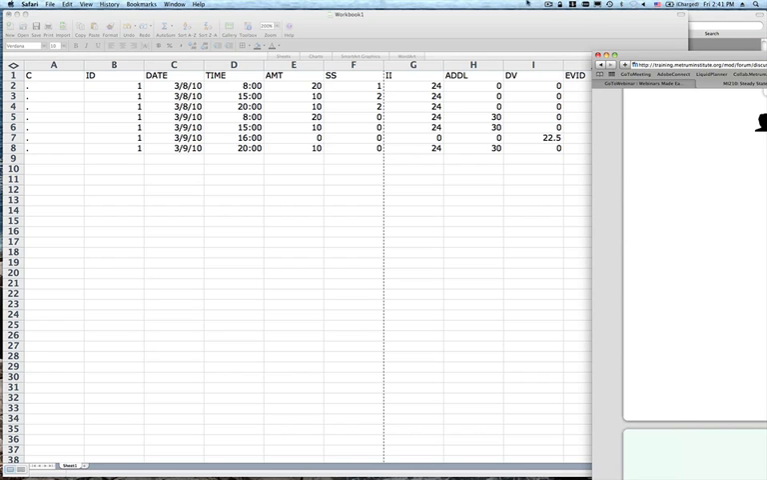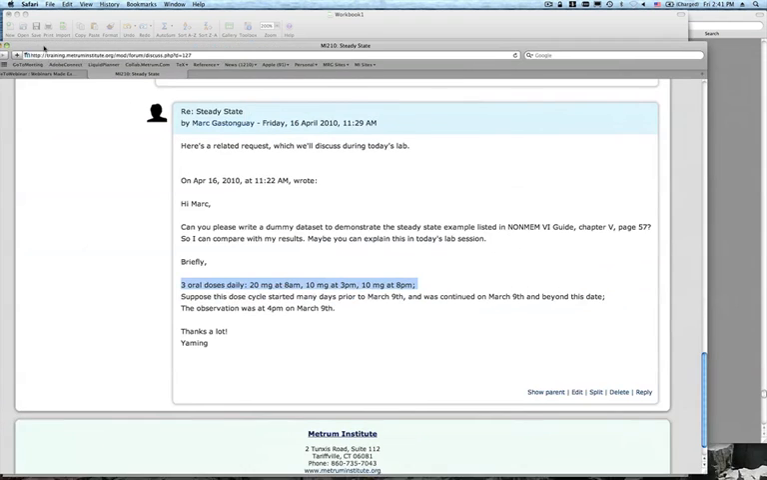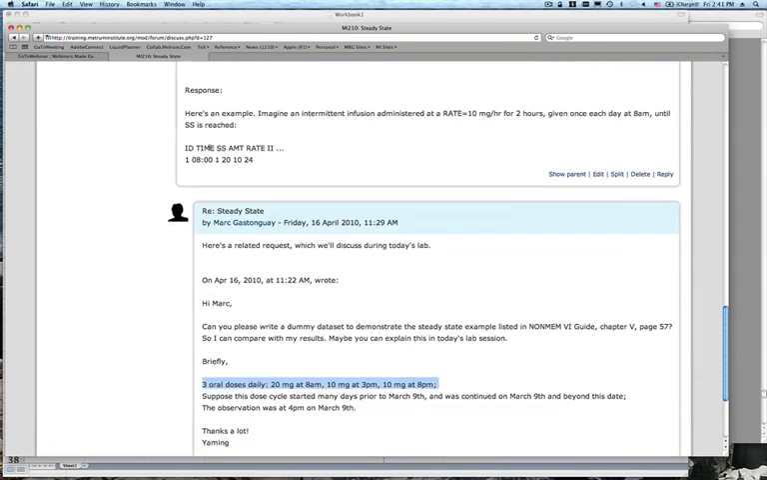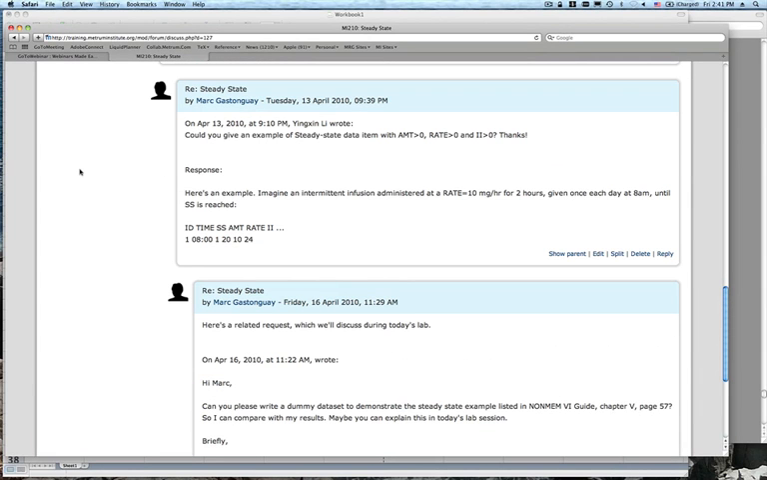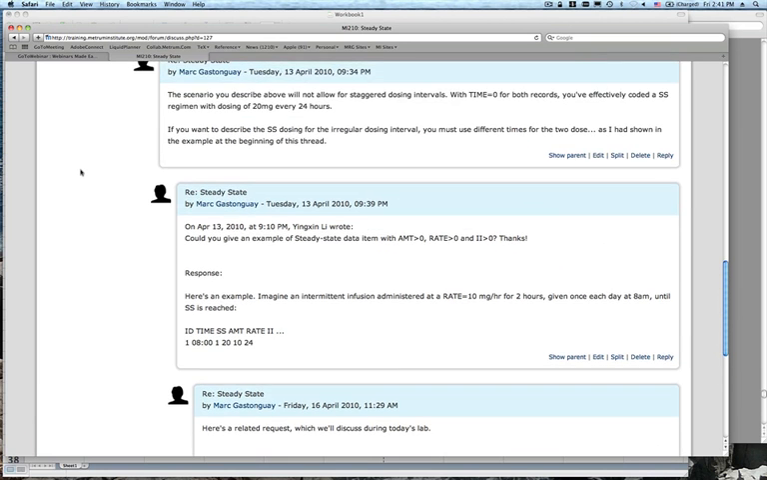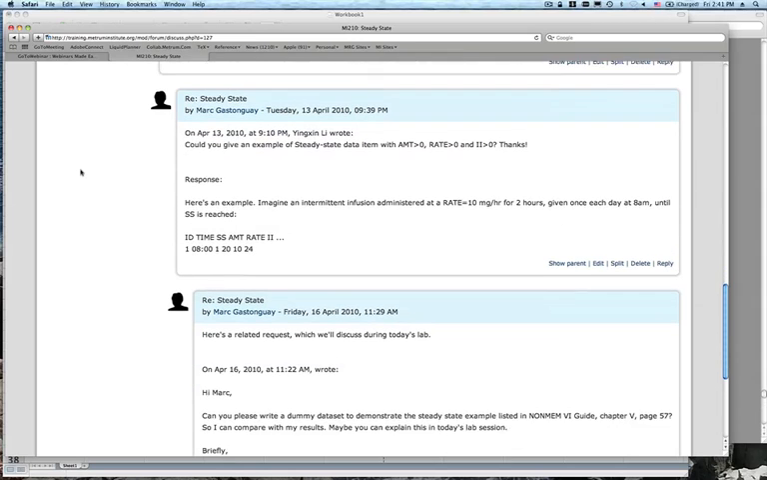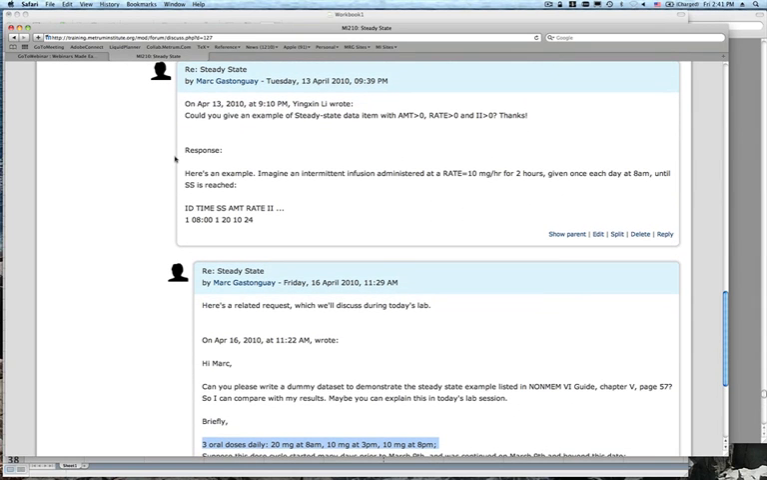Okay, I'm going to go back to the discussion board, see if there's anything else useful here that we can grab. That was one of the more complicated ones. Okay, this was a question: can you give an example of steady state with amount greater than 0, rate greater than 0, and interdose interval greater than 0?